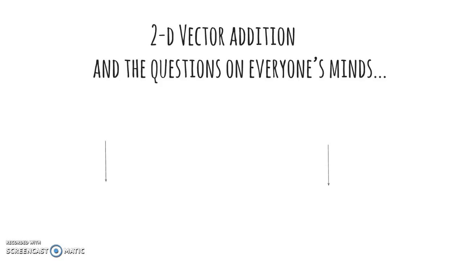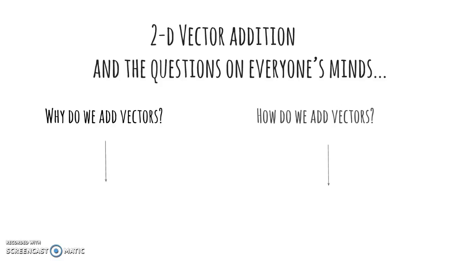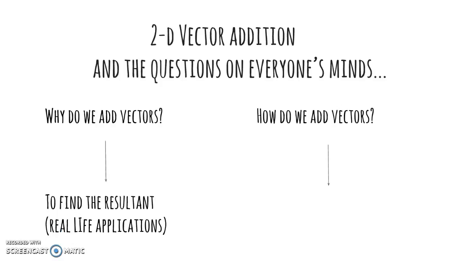Now, 2D vector addition. This is the next step, once you've learned how to draw vectors. And I know these are the questions that are on everybody's mind, which would be why do we add vectors and how do we add vectors? So we add vectors simply to find the resultant between the two.